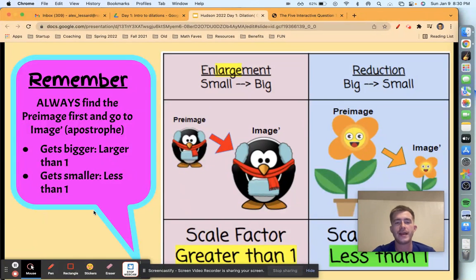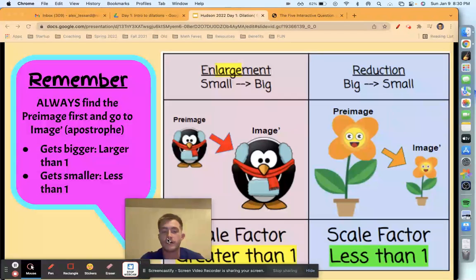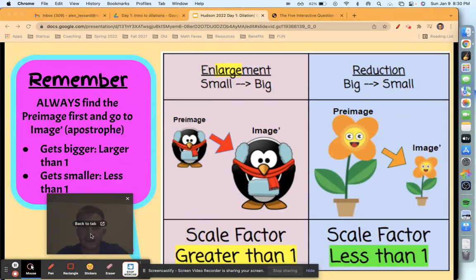Remember, always find the pre-image first and then go to the image with the apostrophe on it. Gets bigger means it has a scale factor larger than 1 or greater than 1. Reduction means that it has a scale factor less than 1.